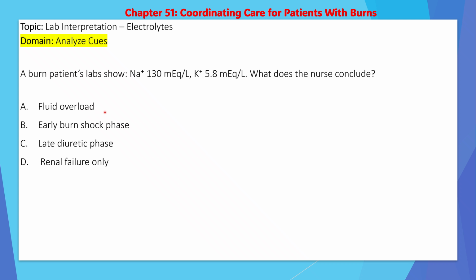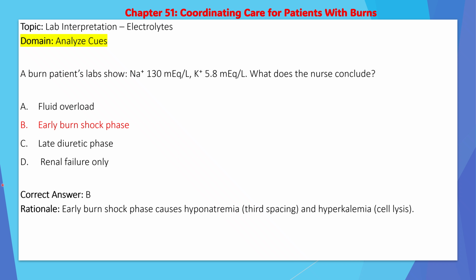A. Fluid overload. B. Early burn shock phase. C. Late diuretic phase. D. Renal failure only. So what does the nurse conclude? Early burn shock phase causes hyponatremia from third spacing, and hyperkalemia from cell lysis.